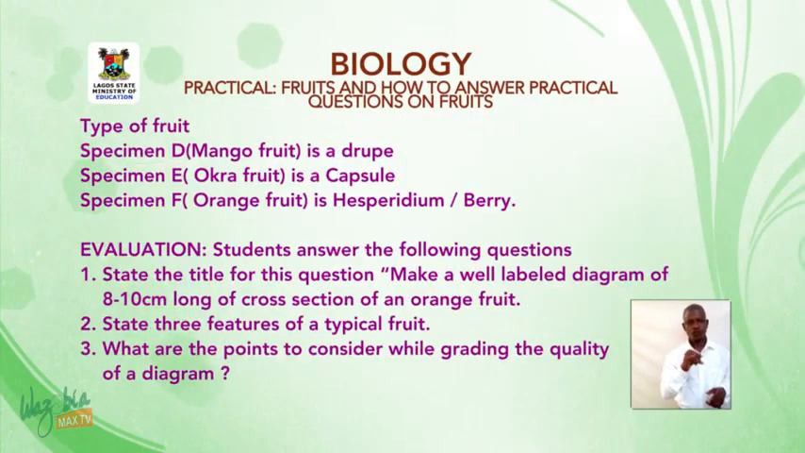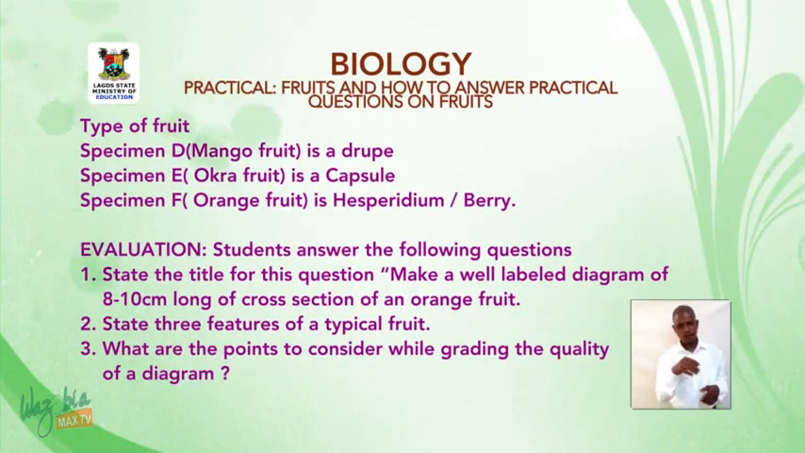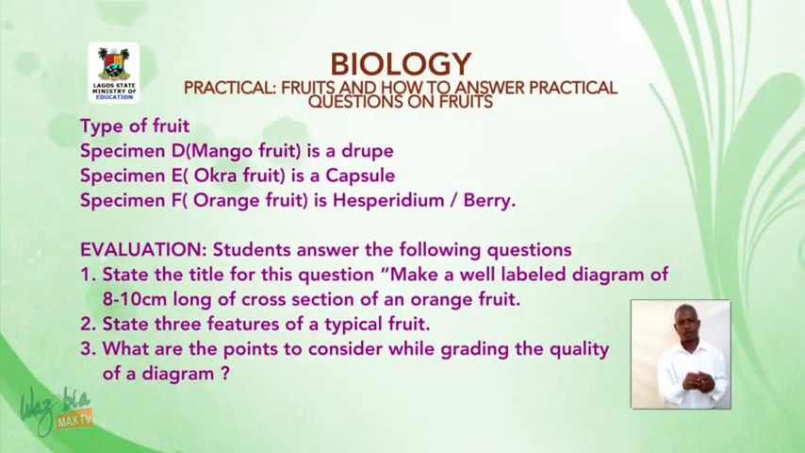For type of fruit of specimen D, which is mango, is drupe. For specimen E, which is okra fruit, is capsule. And for specimen F, which is orange fruit, is hesperidium, which is a type of berry.